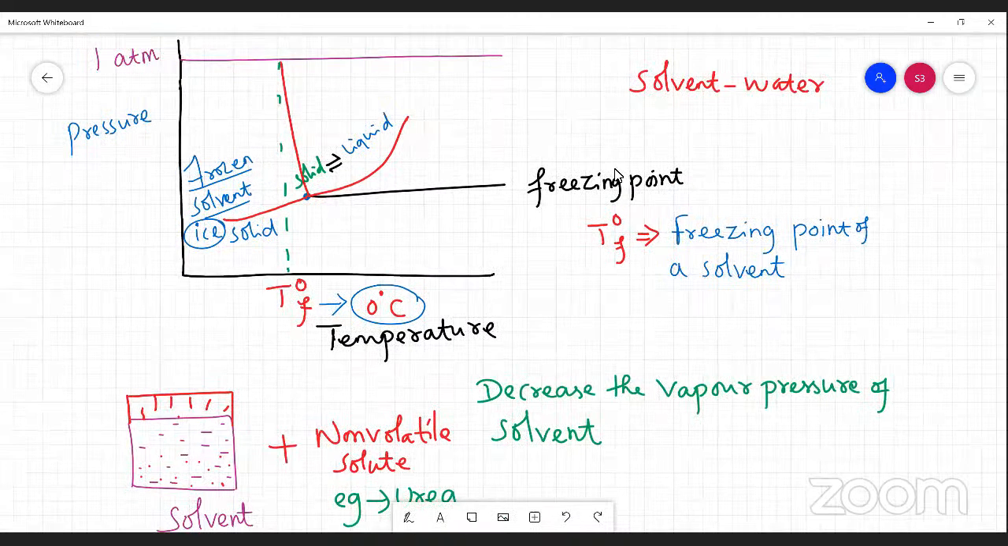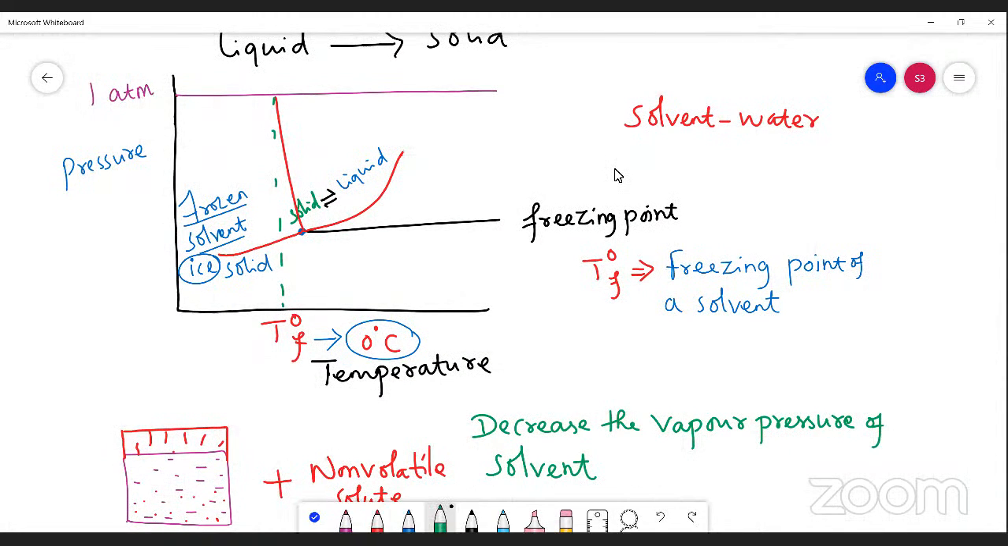In a similar way, this solvent first starts to freeze into ice, no problem. In the second condition, I am going to take a liquid solvent and add a non-volatile solute into it. What happens when you add a non-volatile solute into the solvent? The graph is shown like this. This graph is for a pure solvent.